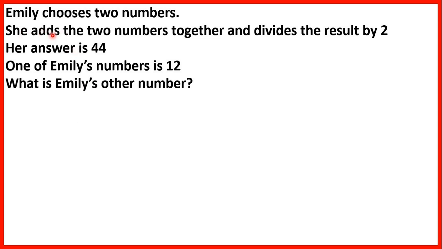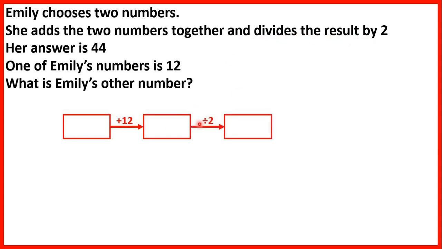So first she adds the 2 numbers together, and one of the numbers is 12. So first we have the other number plus 12. Then she divides the result by 2, and her answer is 44. So now something divided by 2 is 44. Because we're working backwards, rather than dividing, we need to multiply, and 44 times 2 is 88.